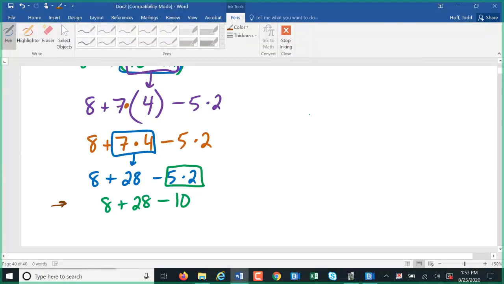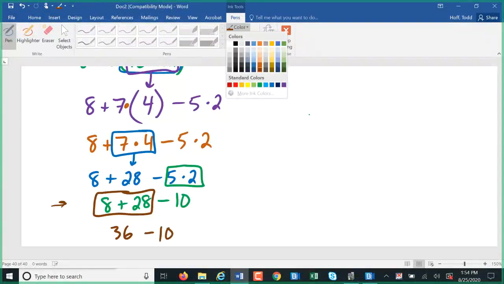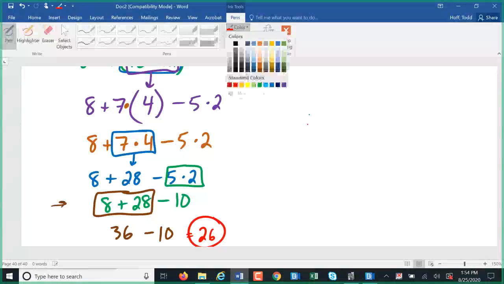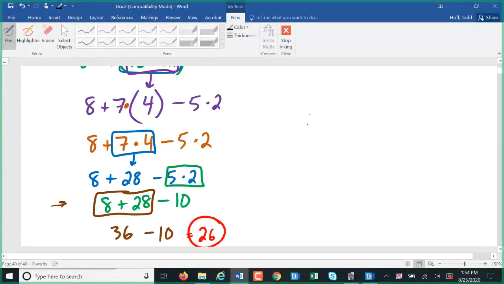Now down here, there's no more multiplication or division, so all that's left is addition or subtraction. I'm going to go left to right. So 8 plus 28 is 36. Rewrite the problem. 36 minus 10 is 26. Anybody beat me to that? Had that answer before I got to it? Few of you? Good.